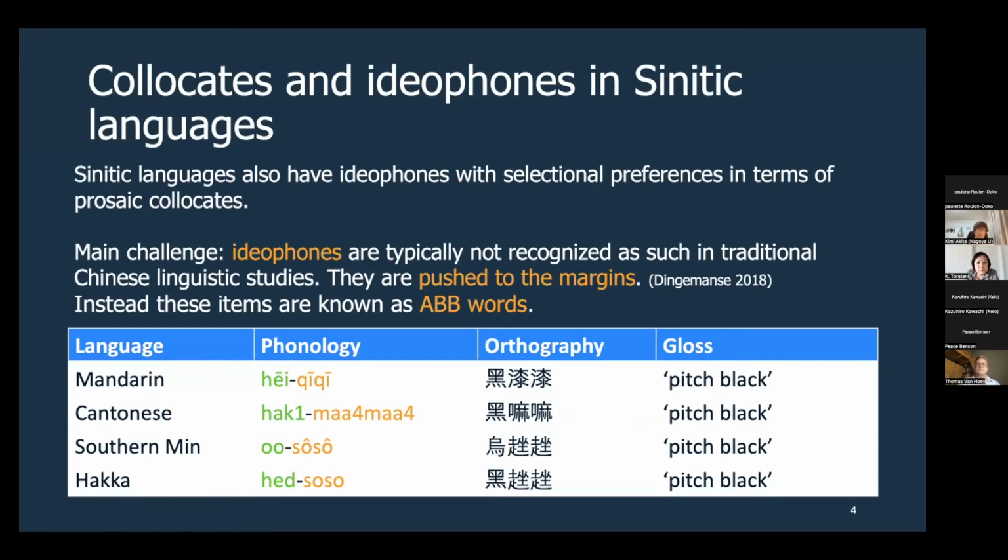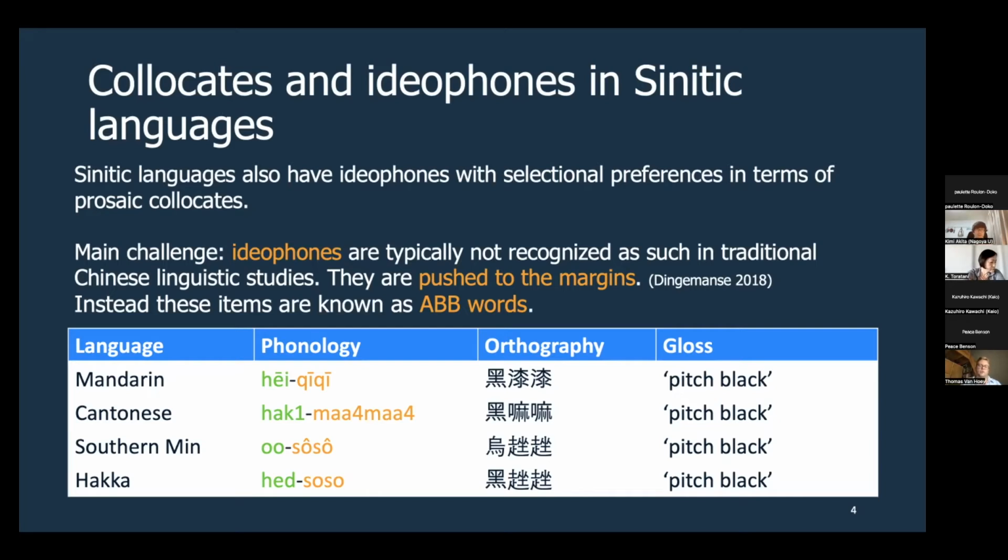So Sinitic languages also have these ideophones with lexical preferences in terms of prosaic collocates, but there is actually a challenge in the field because ideophones are typically not very recognized in traditional Chinese linguistic studies. They're kind of pushed to the margins. Sometimes people will talk about onomatopoeia, which are very salient, but I think there are also really ideophones that belong to other sensory domains as well. But of course, it doesn't mean that the phenomenon itself isn't there.